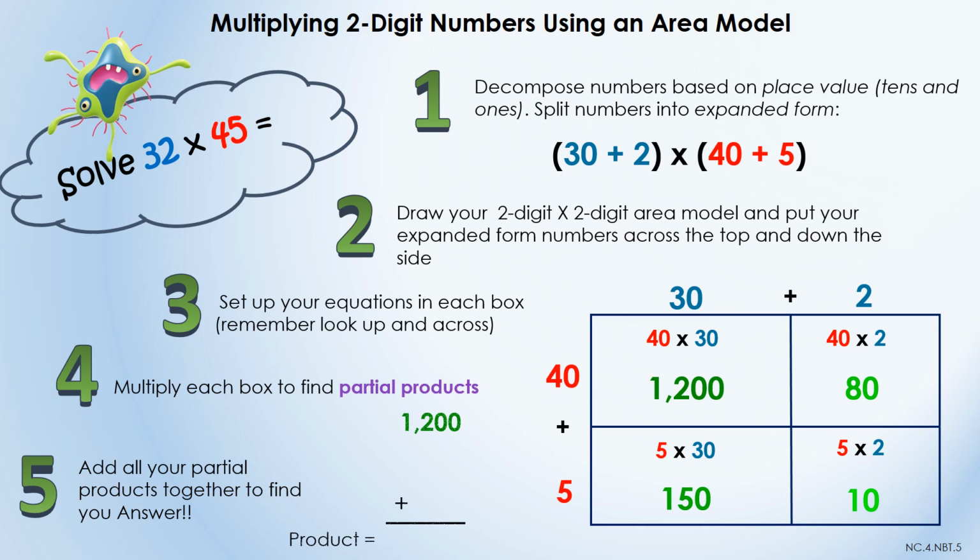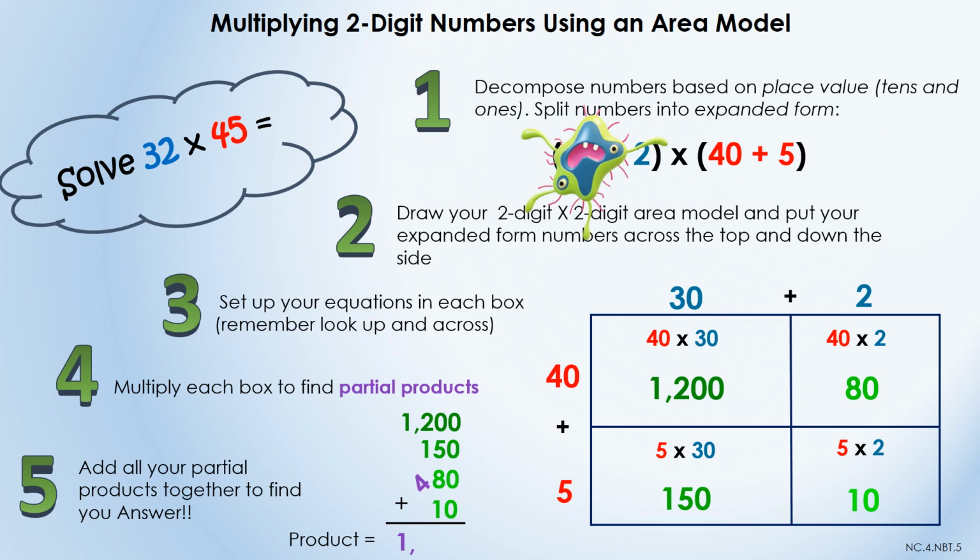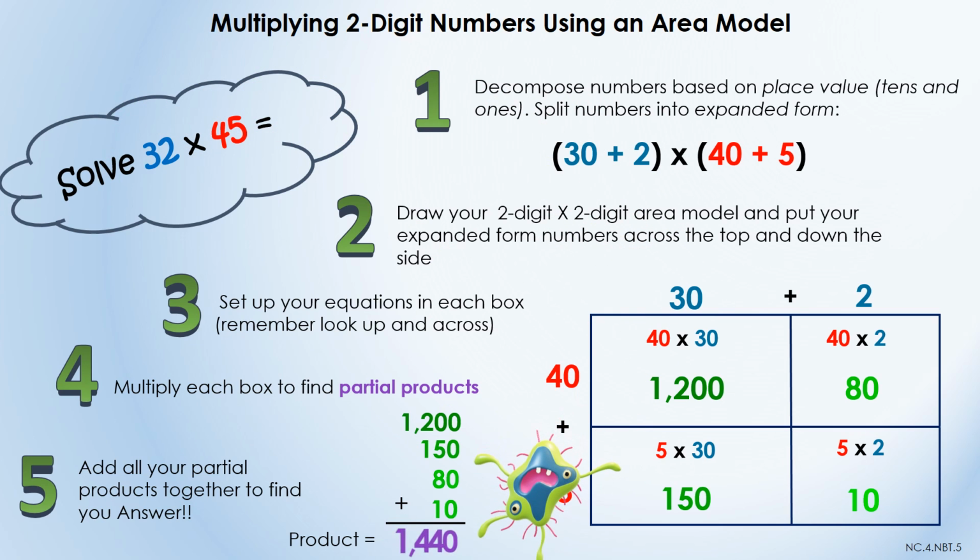So first I'm going to take 1,200, add it to 150 plus 80 plus 10. And then final answer, I would get 1,440. That is going to be my answer.